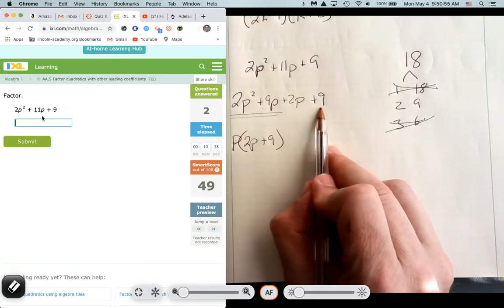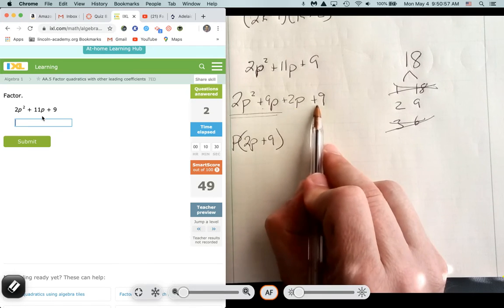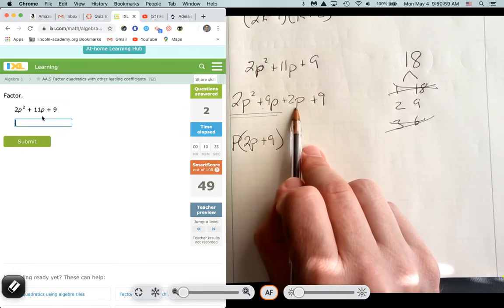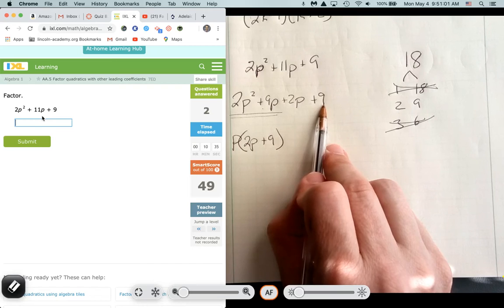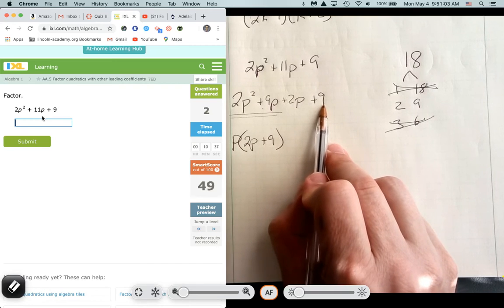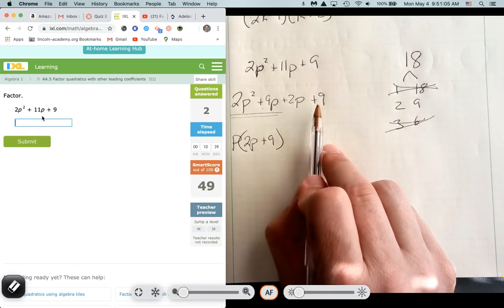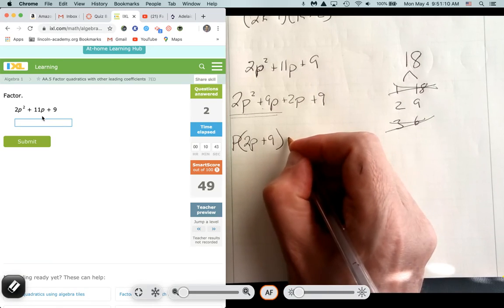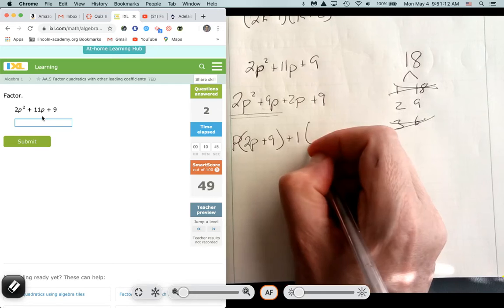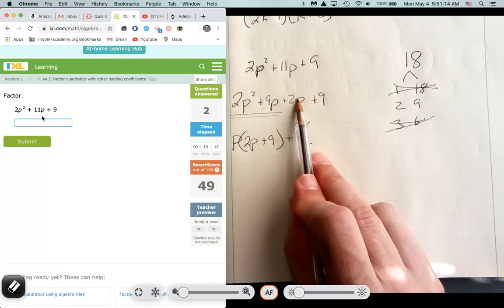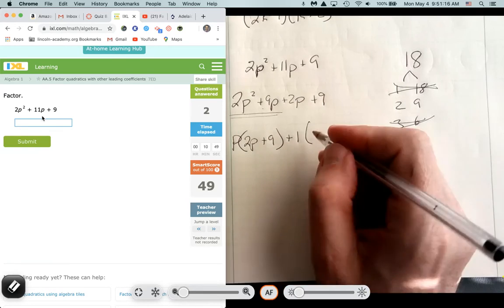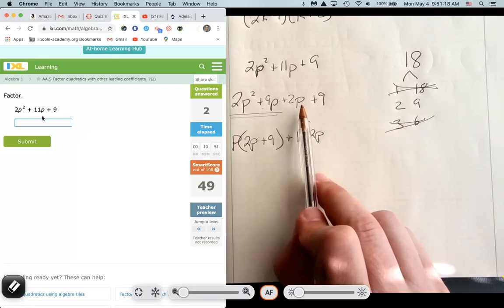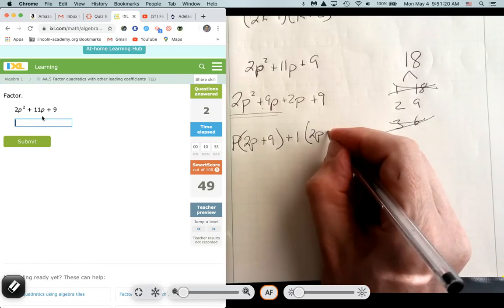Now I'm going to look at the last two. There's nothing in common. Now I'm glad I did it this way, because when there's nothing in common, there's always a 1 in common. And a lot of students will forget that we can actually factor out a 1, and that's what we want to do. We want to factor out a plus 1 from the 2p. So 2p divided by the plus 1 leaves 2p, and the 9 divided by the 1 leaves a 9.